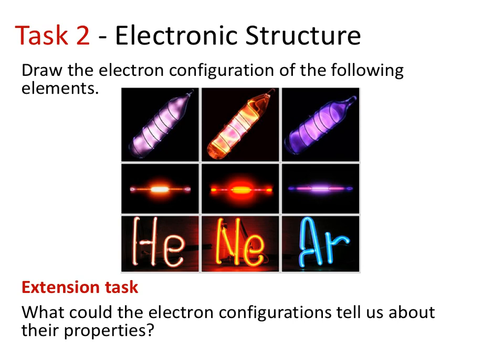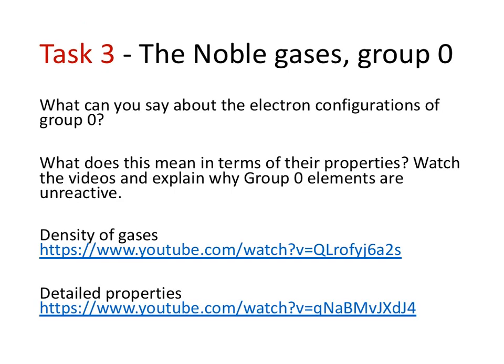Okay, task 2. The electron structure. Can you draw the electron structure of the following elements? Helium, neon, and argon. This is a good recap over previous lessons. Little extension task. What could the electron configurations tell us about their properties? So pause the video before moving on.